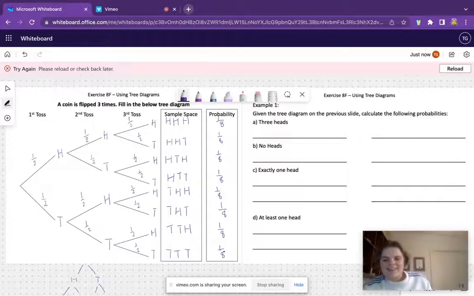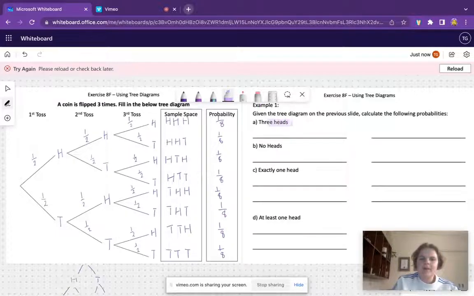All right. So now we're going to calculate some probabilities based on our tree diagram. Doing the tree diagram is normally the hard work. Now we've just got to interpret this information to come up with our answers. So let's have a look. Given the tree diagram, calculate the following probabilities.